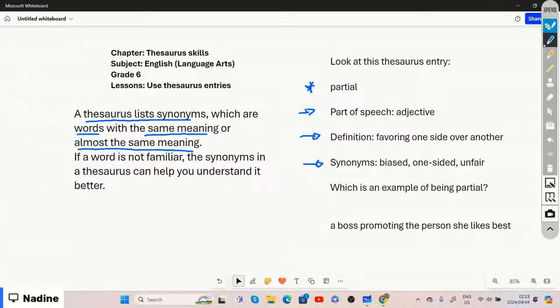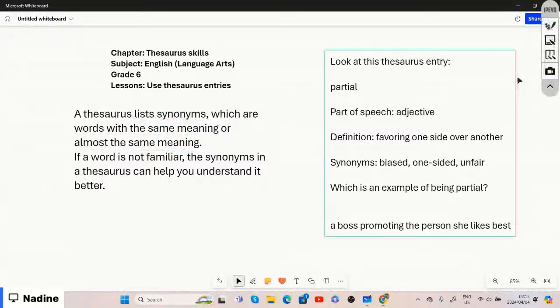But that is why I'm also saying, if you were to look in the actual Thesaurus book, and look up a certain word, you will get a list of synonyms. Because it's an example, they're only listing 3, but you will have a list of synonyms, sometimes up to 10. So I'm sure favoritism is also in there, or it should be in there, or we will add it in there. All right. So basically, partial is favoring one side over another, which is favoritism, and our synonyms are biased, one-sided, unfair.